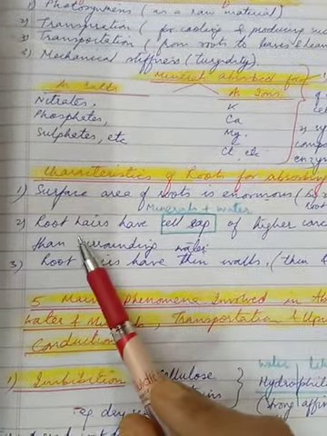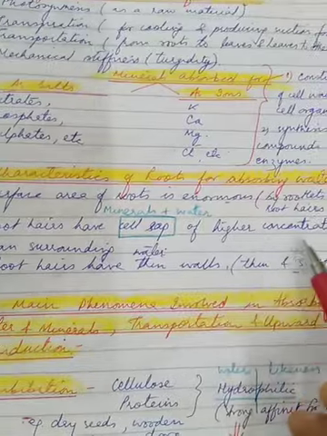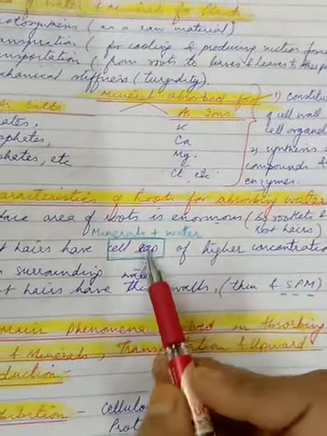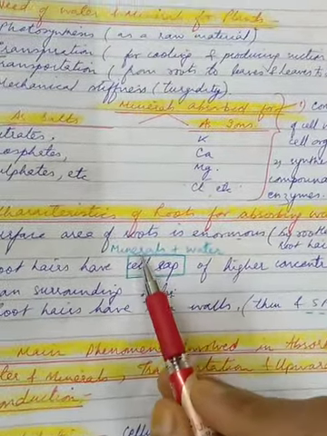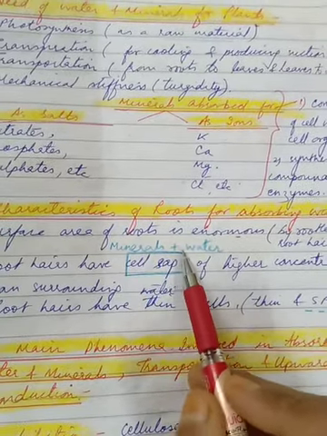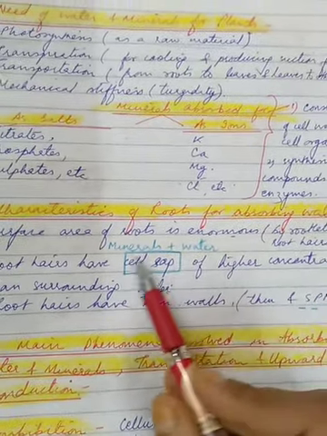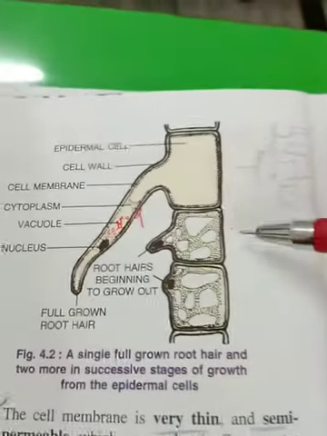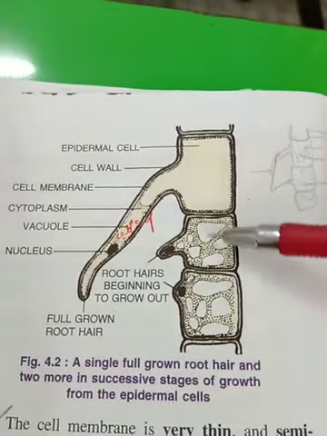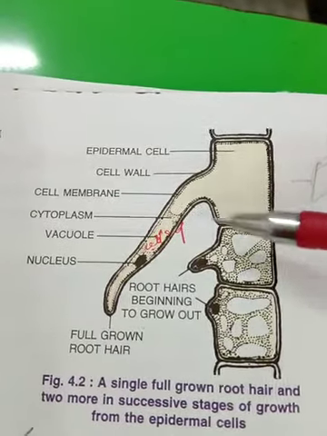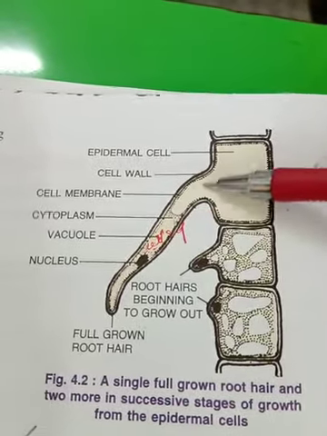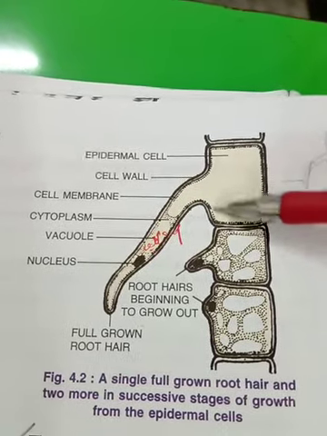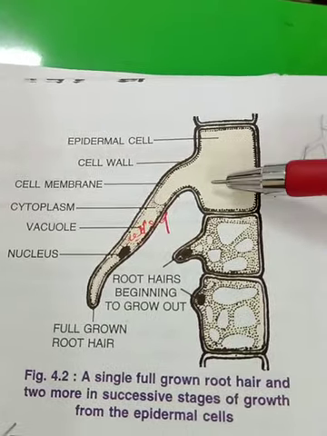The second is root hairs have cell sap of higher concentration. What is cell sap? Cell sap is a mixture of minerals and water absorbed, and this is contained in the vacuole of a cell, right? Vacuole, let me show you a root hair, something like this. This is a typical root hair, and if you can see, there are many vacuoles inside. Look at these, this is such a big vacuole, and this vacuole contains what you call cell sap.